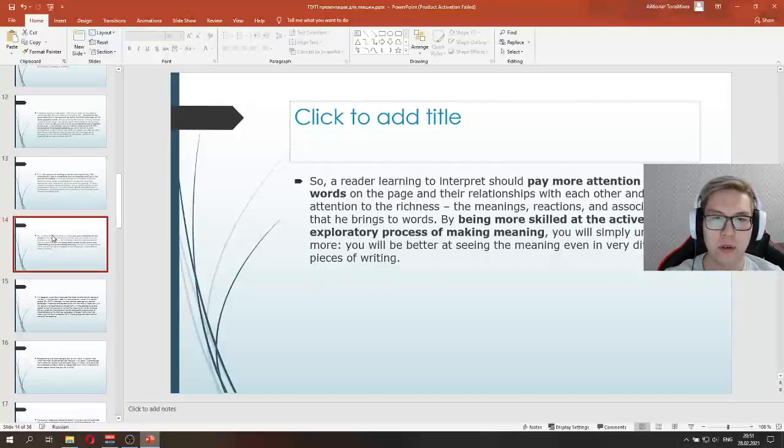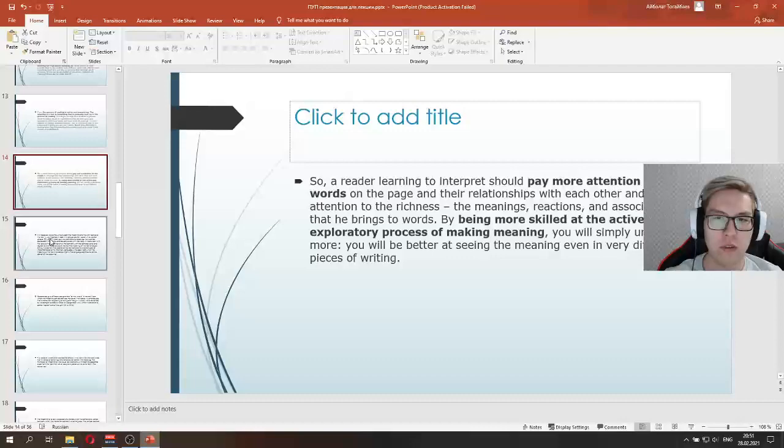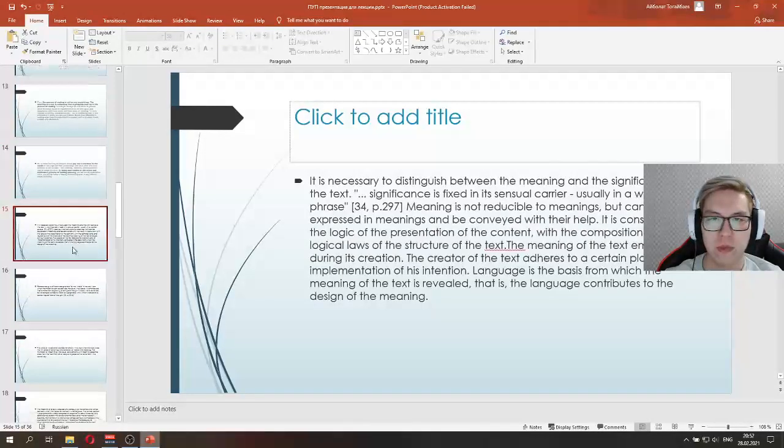So, a reader learning to interpret should pay more attention to the words on the page and their relationships with each other, and more attention to the richness, the meanings, the reactions, and associations that he brings to words. By being more skilled at the active and exploratory process of making meaning, you will simply understand more. You will be better at seeing the meaning even in very difficult pieces of writing.